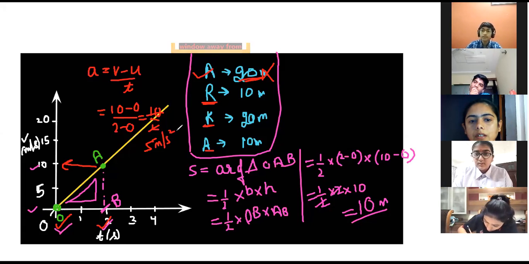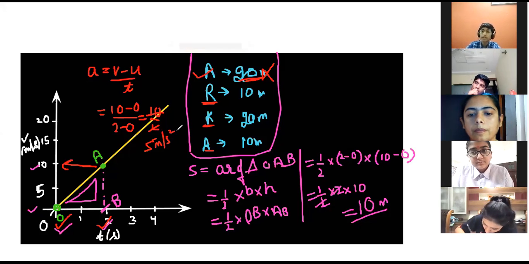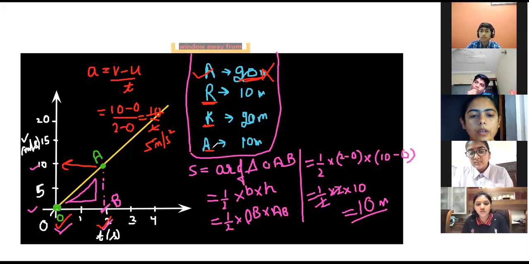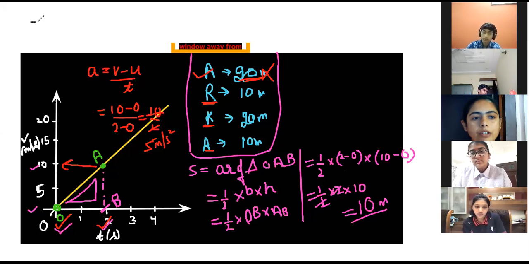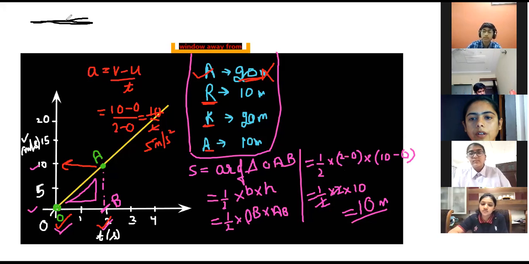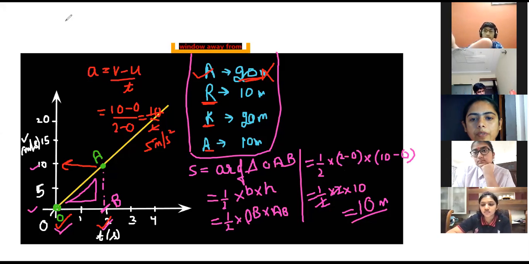Ma'am, when we are finding the area of the triangle, you have written 2 minus 0, 10 minus 0. What is the 0 over there? Okay, listen. Charchit, are you able to see the black line which I have drawn at the top? I'm going to do it once again. Are you able to see the line at the top?